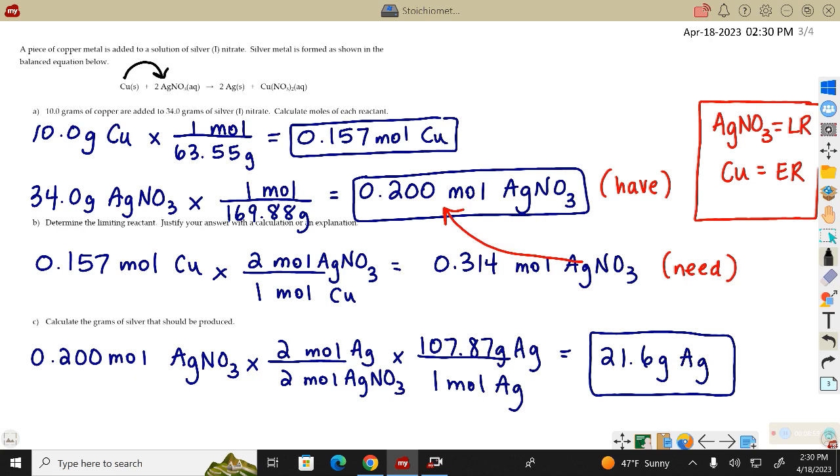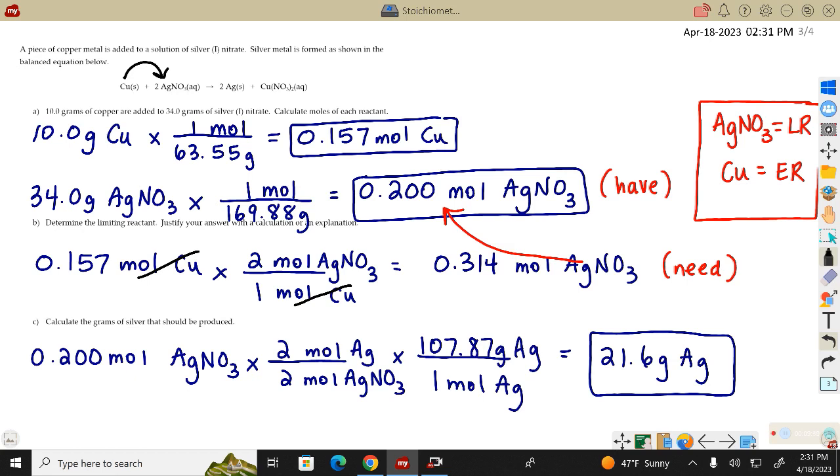Or if you want, you can set up the proportion. I picked the copper, so I'm going to cancel copper and switch it to moles of silver nitrate. Now you could pick either reactant and switch it to moles of the other. What I calculate here, that's what I need. What I was given in part A, that's what I have. I need 0.314 moles of silver nitrate, and I do not have that. I have less, only 0.2 moles. I found the limiting reactant. Silver nitrate is limiting, or maybe you would have found that copper was in excess. So by process of elimination, the silver nitrate is limiting.